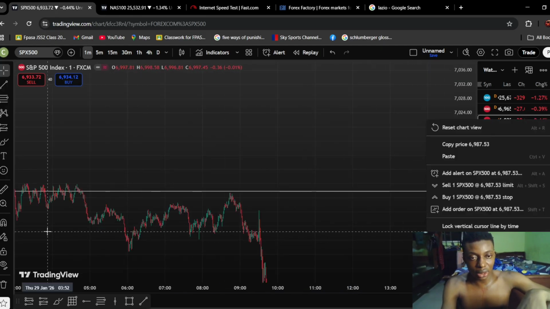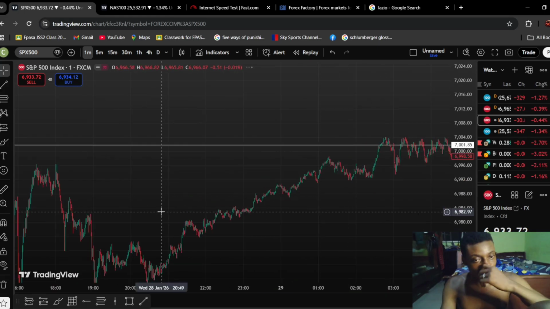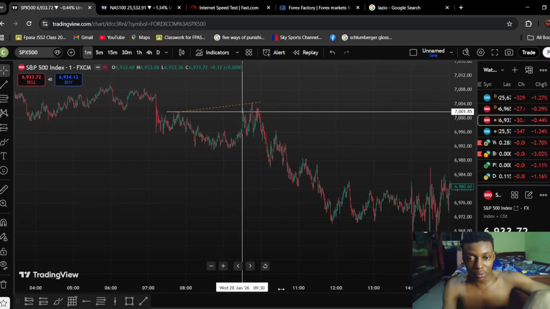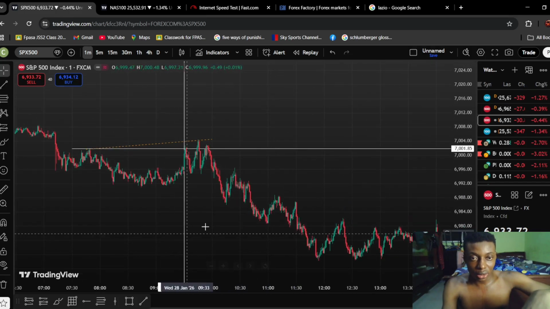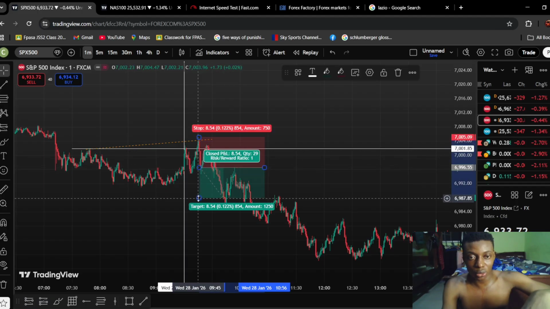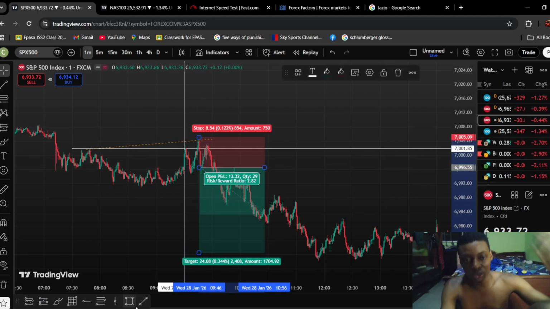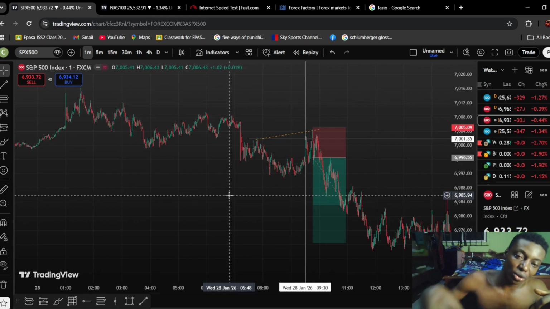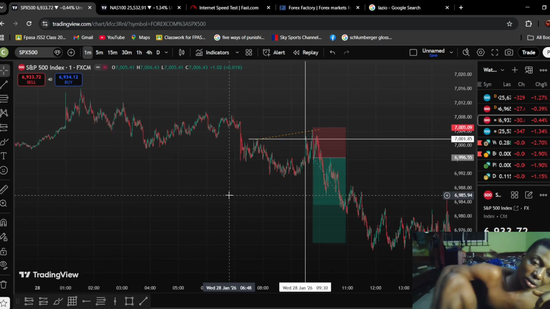So very simple. Break of structure, fair value gap. You take your trade and just aim for lows, like this is so sweet, man. So just add SMT to your trading.